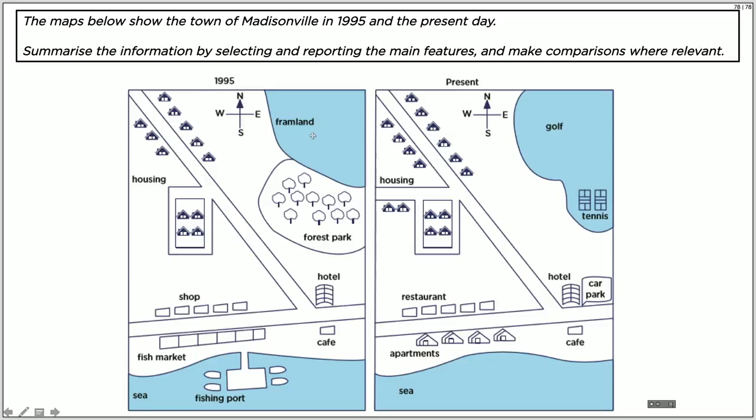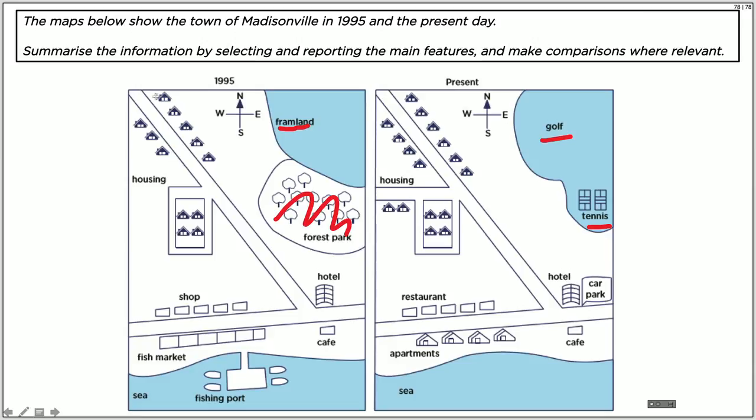Let's look at 1995. By the way, this should say farmland. My apologies. Okay, so farmland, we've got a forest park here, we've got some housing here, a shop, a fish market, a fishing port, a cafe and a hotel. Over here, let's compare it. Well, farmland has been turned into a golf course and there's an addition of some tennis courts. The forest park is completely gone.